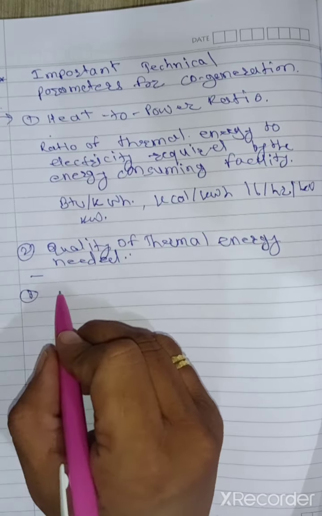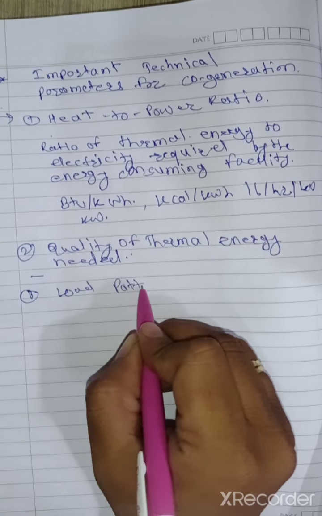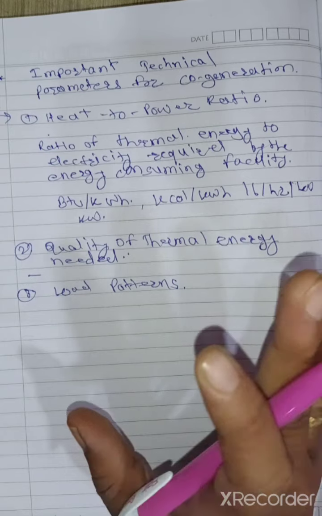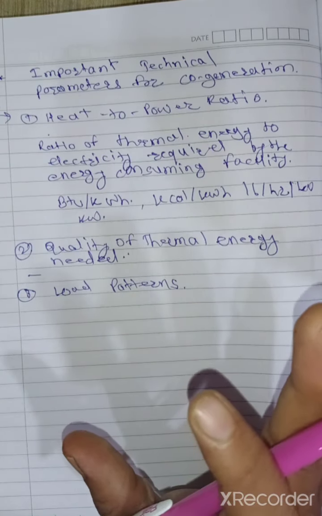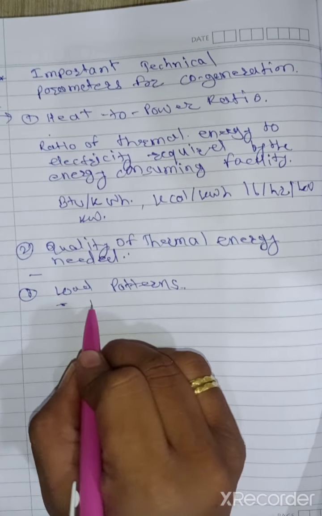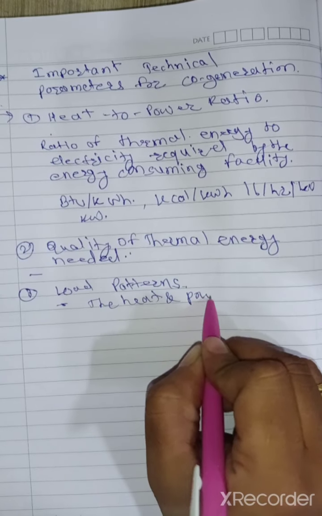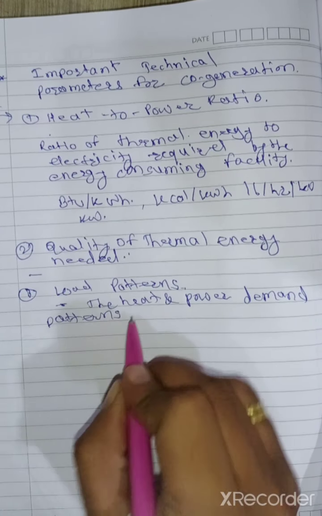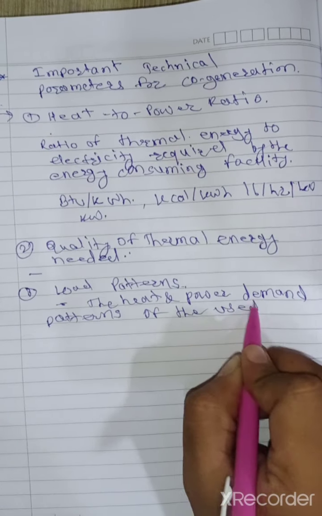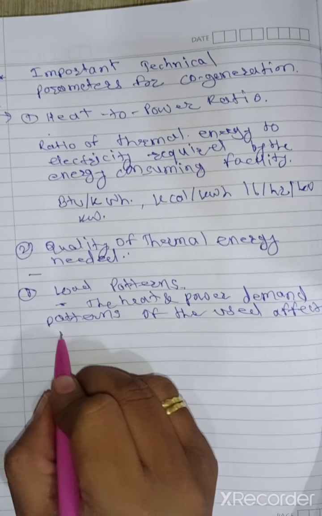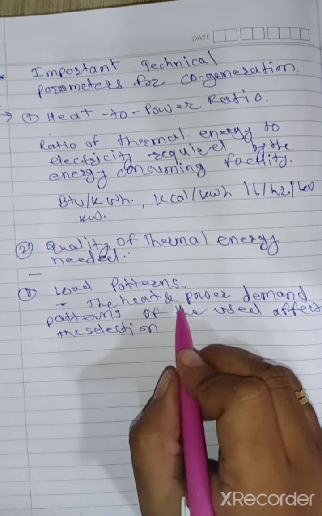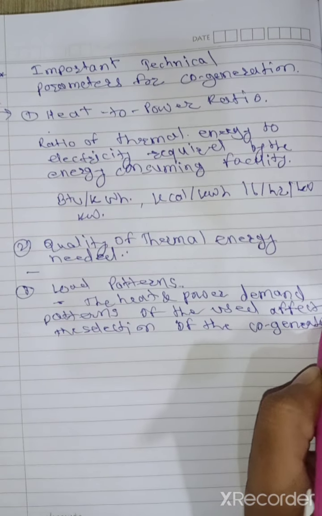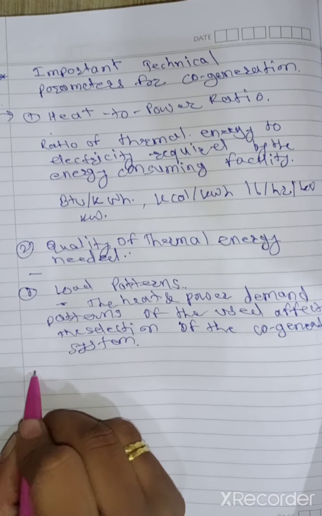Third is load patterns. See here, in the load patterns, the heat and power demand patterns of the user affect the selection of the cogeneration system. Right, this is about load pattern.